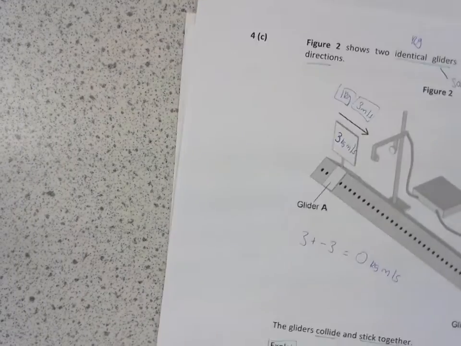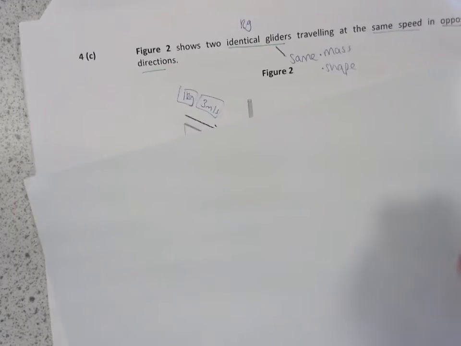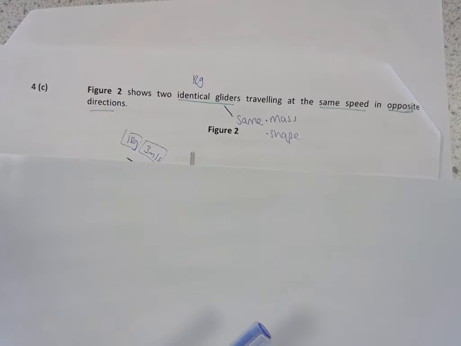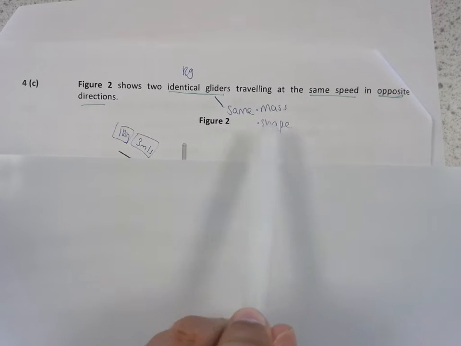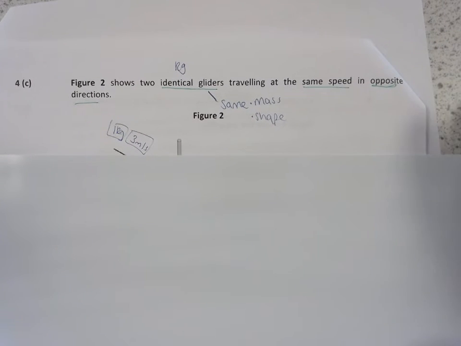The next question is about momentum again. This time we've got 2 identical gliders traveling at the same speed in opposite directions. So we're not told the speed, we're not told the momentum or anything, but we're just asked to think about it generally. Identical gliders have the same mass, they have the same shape, so they'll behave similarly.